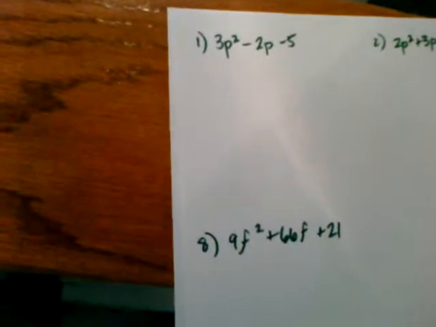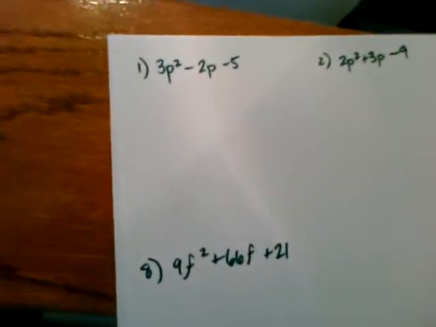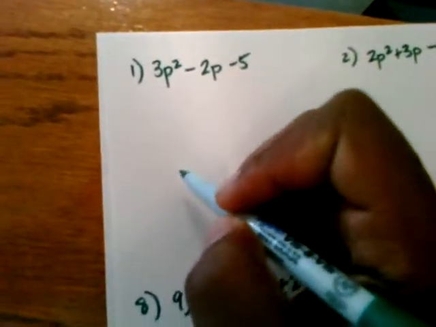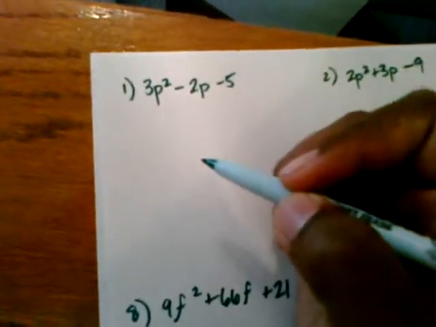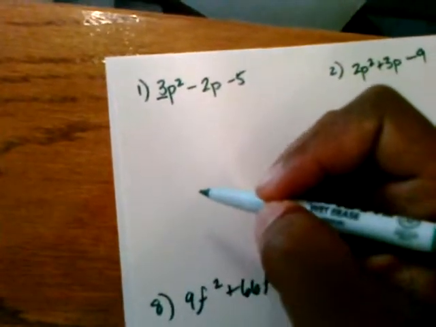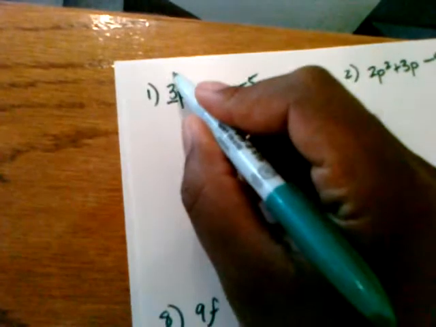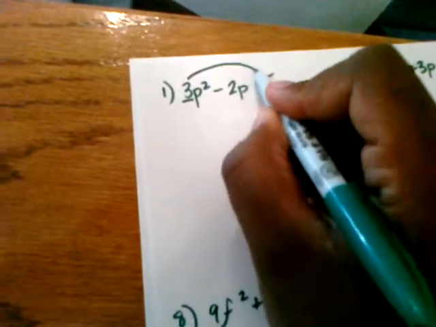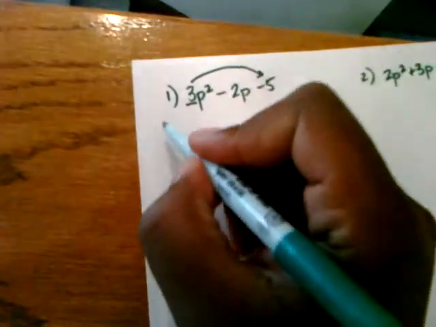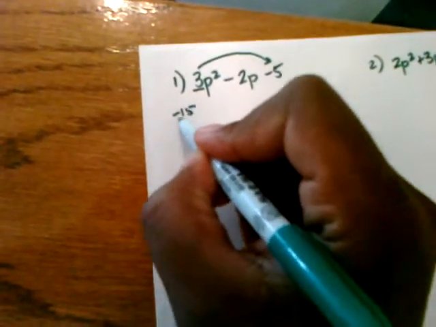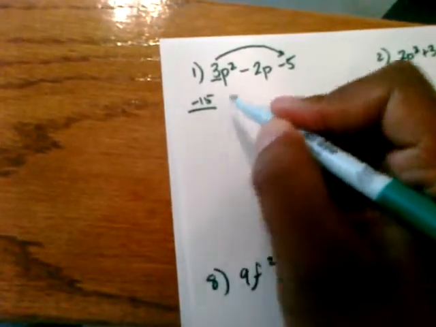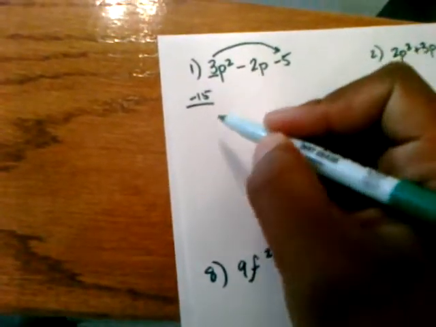Now I may proceed into factoring this out using another method. All right? And so the method I'm going to use to factor this out is called grouping. And I'll show you what I'm going to do. The first thing I want to do is notice that the a is not 1. So that means I'm going to have to multiply or find the product of my a and my c. My a is 3 and my c is -5. That gives me a product of -15. I'm going to find the factors of -15 that give me a sum of -2.